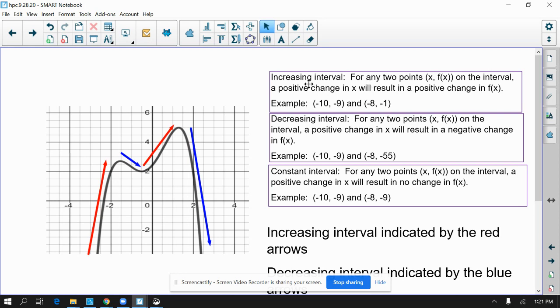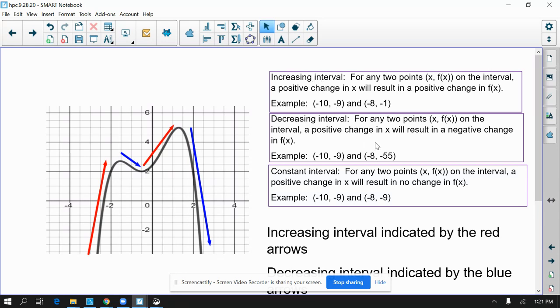So an increasing interval, an interval is a set of x values, but that means for any 2 points, for any 2 ordered pairs, x comma f of x, when comparing 2 x values, if the x values are increasing, then so are the y values. That will happen on an increasing interval. So for example, here are 2 ordered pairs. Look at the x values. From -10 to -8, the x values are increasing. And so are the y values, from -9 to -1. So if that is true for all x values in an interval, then that interval is an increasing interval.